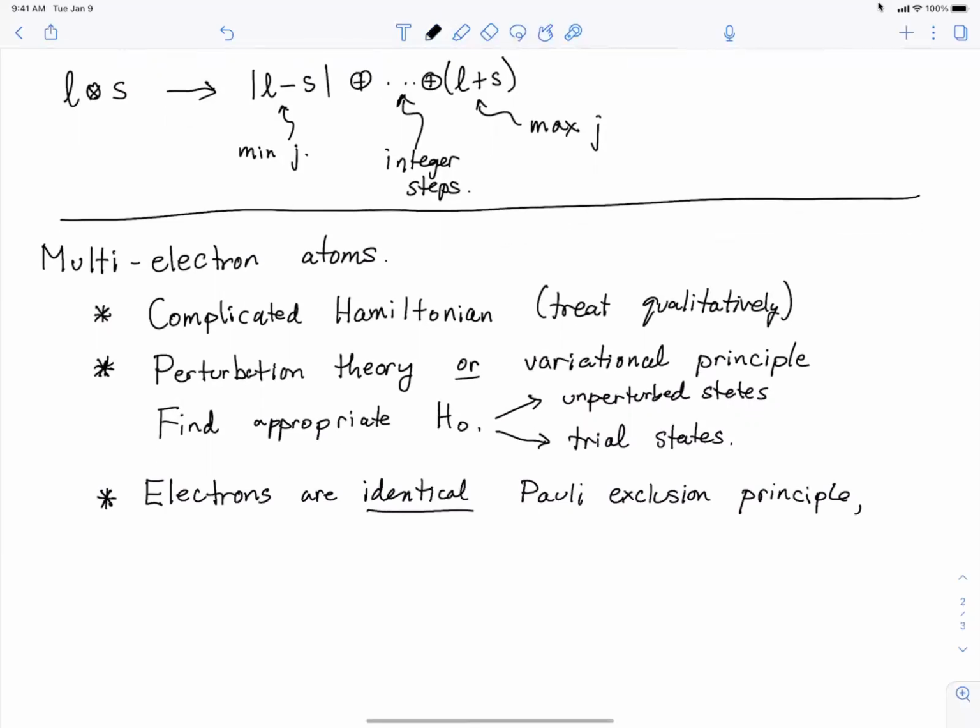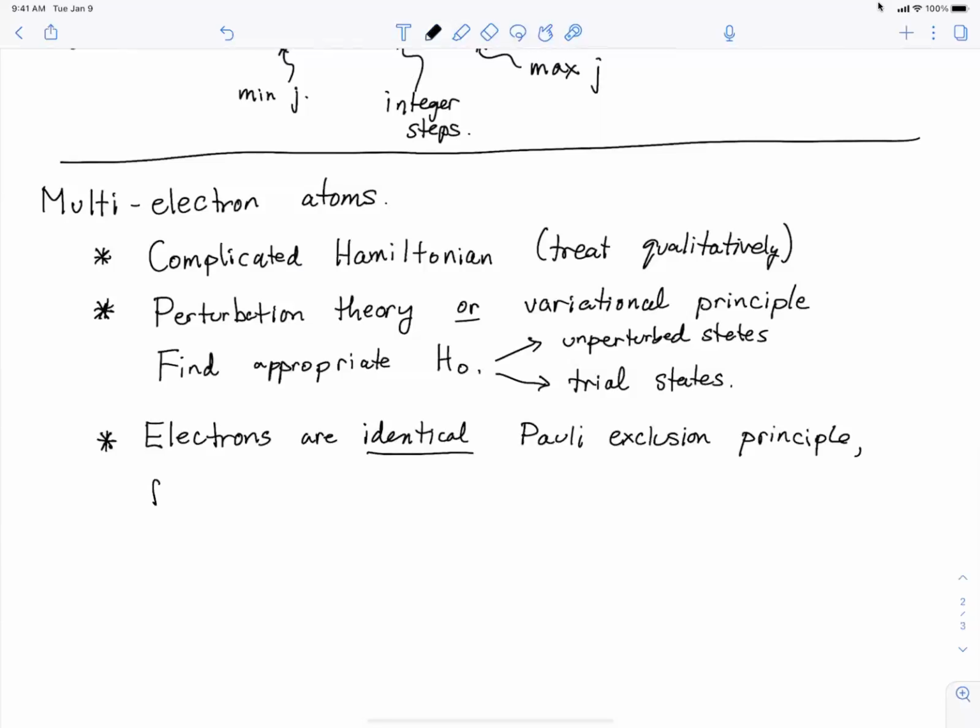And we're going to apply that at the level of the unperturbed states, or equivalently in the variational principle to the trial states. I'm just going to write unperturbed with the understanding that if we're doing the variational principle, unperturbed really means trial.